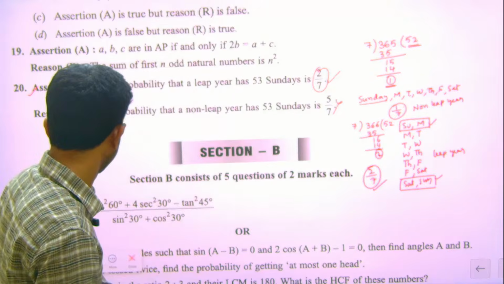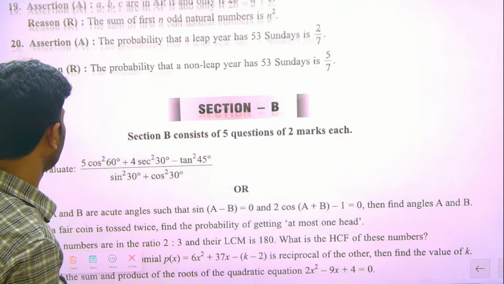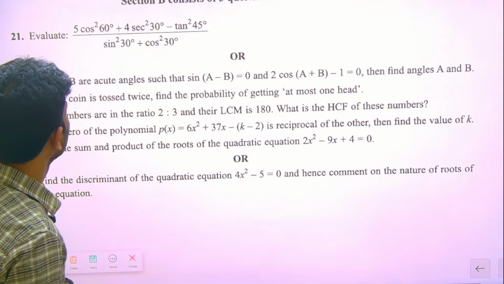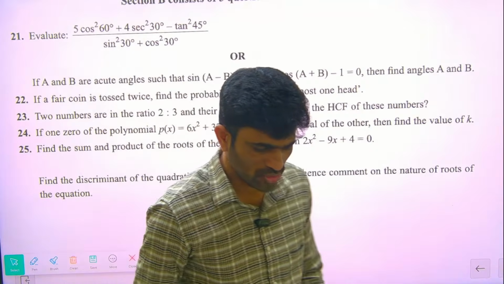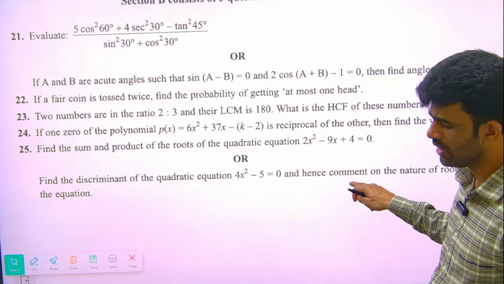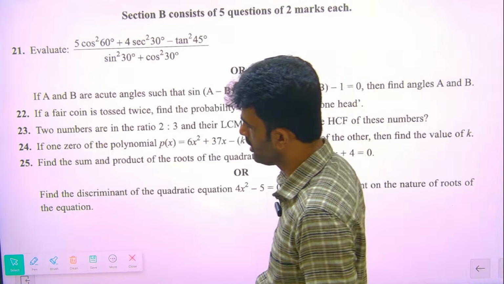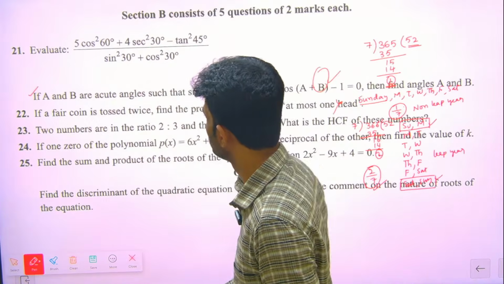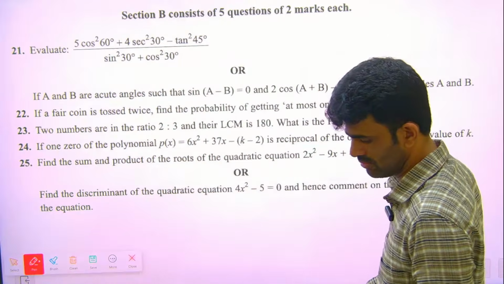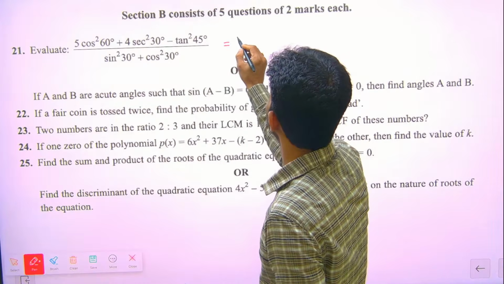Let's discuss these problems also, whether you know them or not. 2 marks also. Tomorrow we'll discuss 3 marks and 5 marks. Question number 21. Do you know how to do it? Question number 21 is about trigonometry values. An option is given. An internal choice is also given. How can we do the first question?